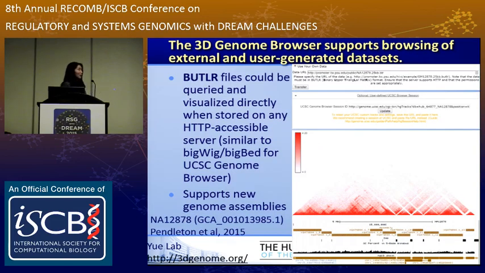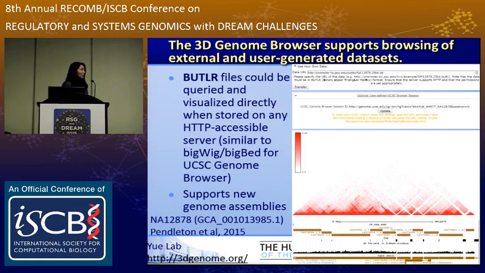But the most exciting part is not actually the compression part, but the random access. This allows us to store the BUTLR file in an HTTP accessible server, and on our browser, we could directly query the relevant regions to display instead of having to upload the entire data set. This is similar in concept to the bigWig and bigBed files of the UCSC Genome Browser, if you guys are familiar with them. And then here is just an example.